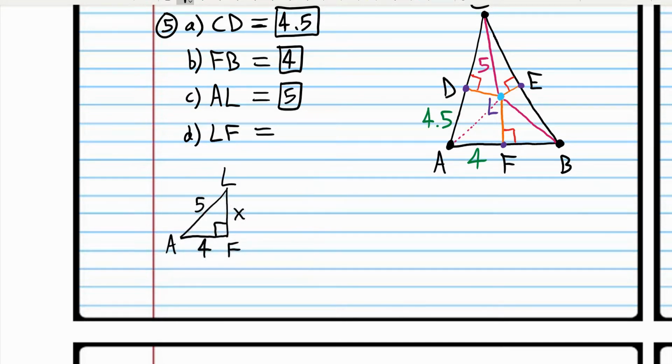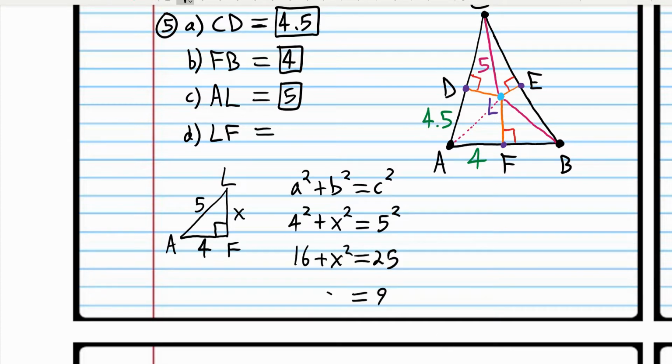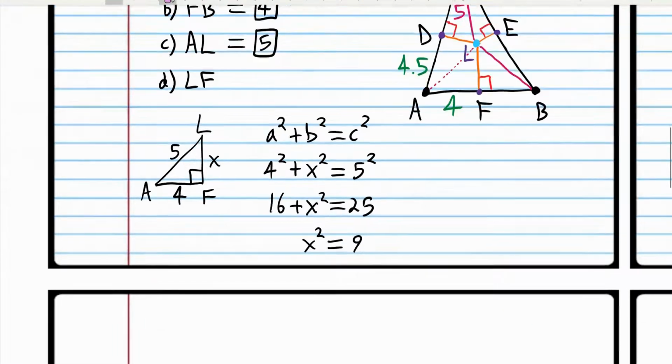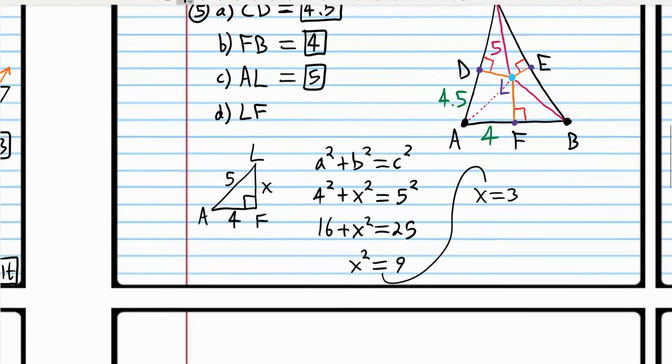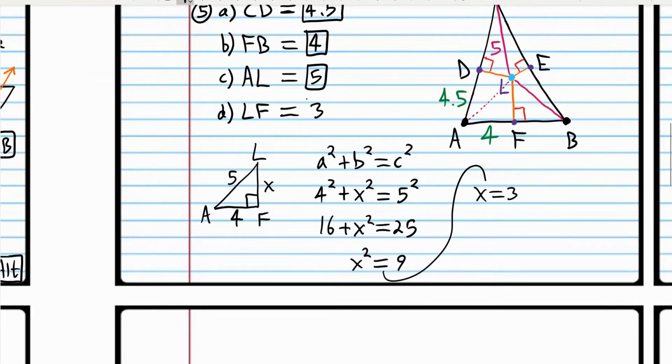Let me write this out here. So remember, the Pythagorean theorem is a squared plus b squared equals c squared. So a squared we can make 4, b squared we can make x, and c we can make 5. So now we have 25 is equal to x squared plus 16. Subtract 16 from both sides and you get x squared is equal to 9. And then x is equal to 3 if we square root both sides. So LF is equal to 3.